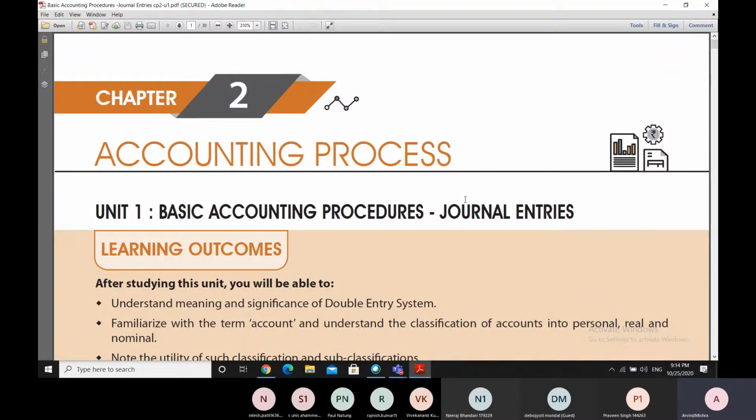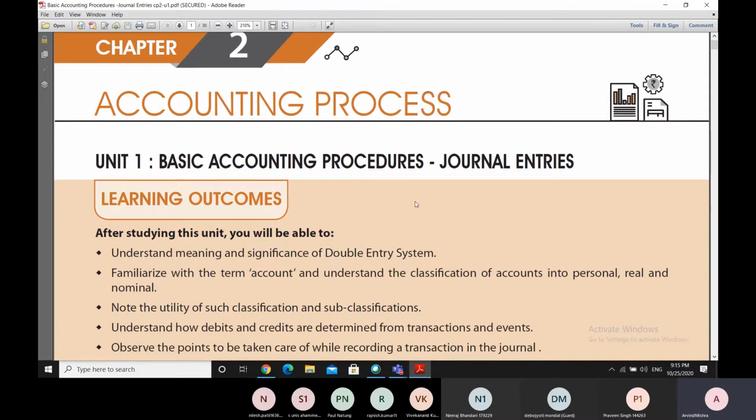Today our topic of discussion is basic accounting procedures, and within that we are going to study journal entries today. From today, we'll be going slow and steady, trying to enter into the very basics of how bookkeeping is done.